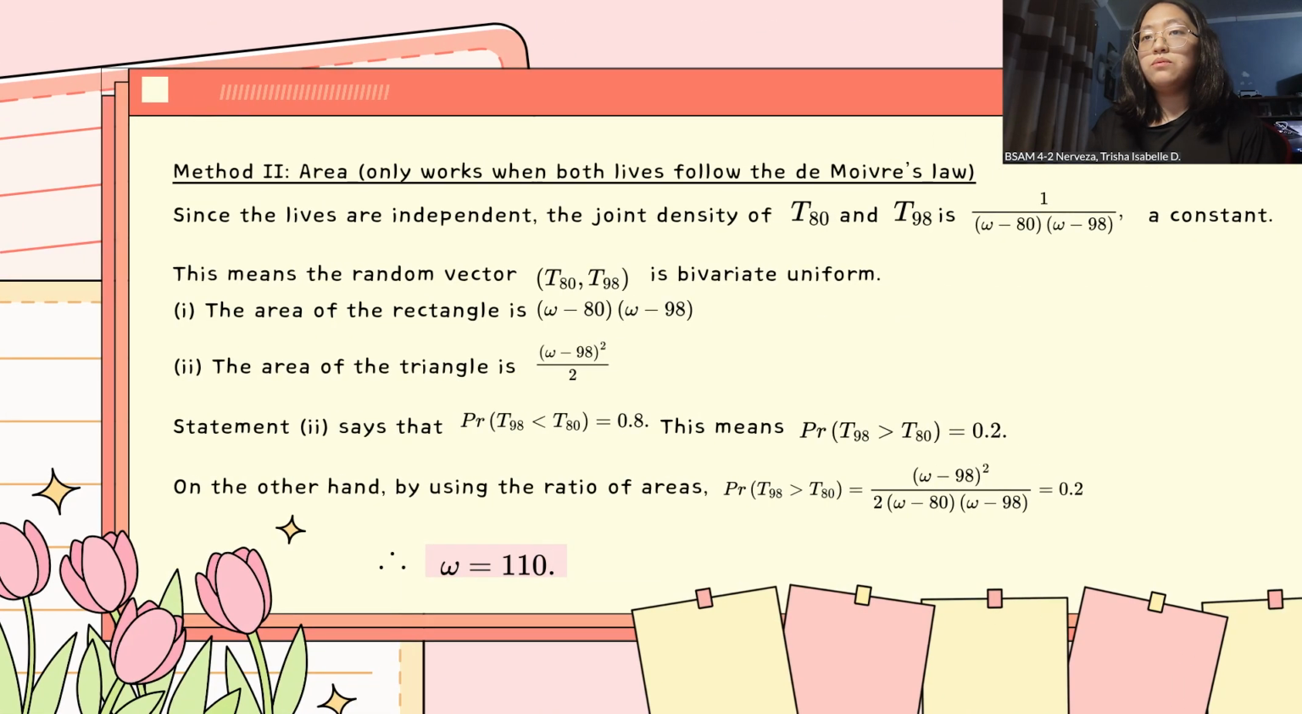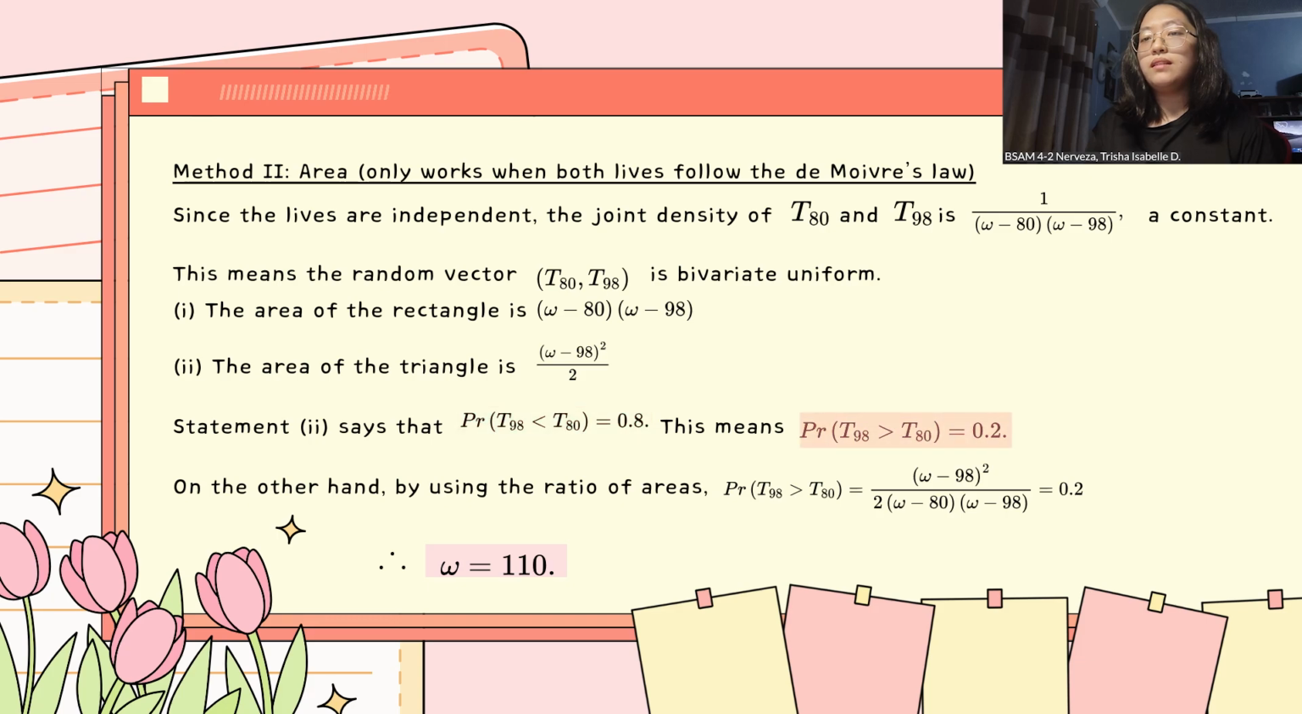For the second method, we solve for the probabilities graphically considering its area. Since the joint distribution of ages 98 and 80 follows the uniform law, it is a bivariate uniform over the area of the rectangle. And the event where age 98 dies before age 80 is the area of the triangle, like so. According to statement 2, the probability that age 98 dies first before age 80 is 0.8.